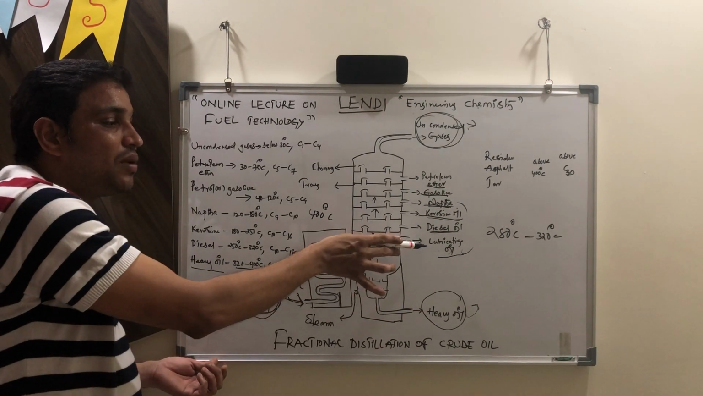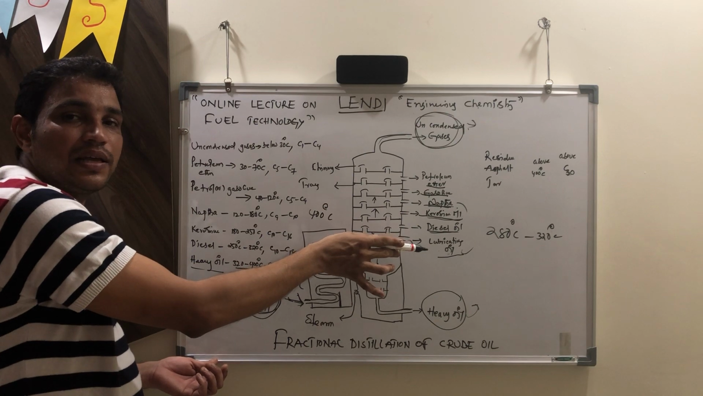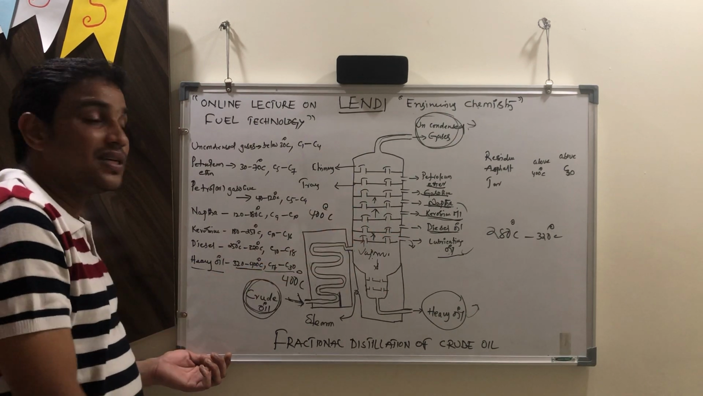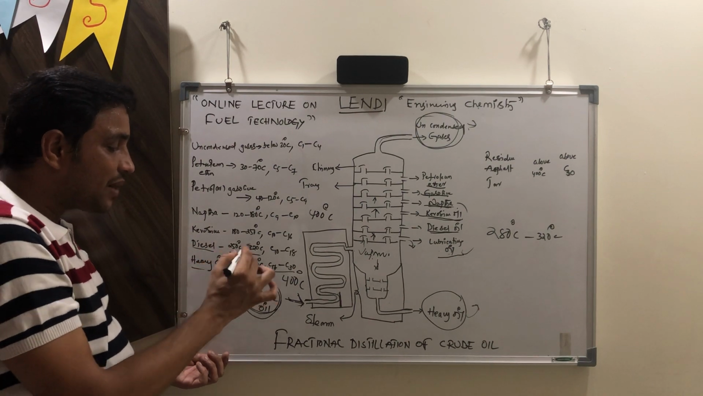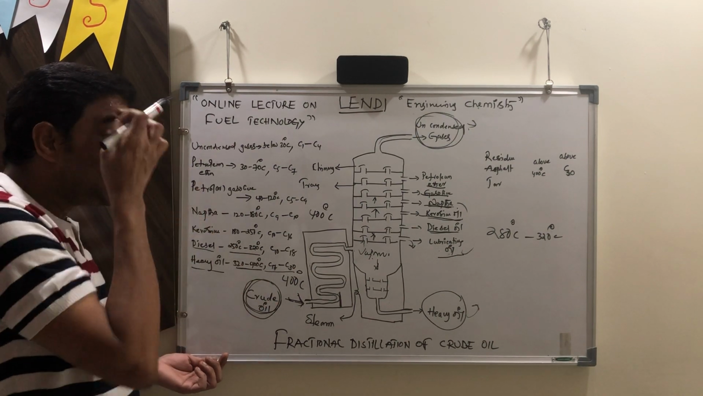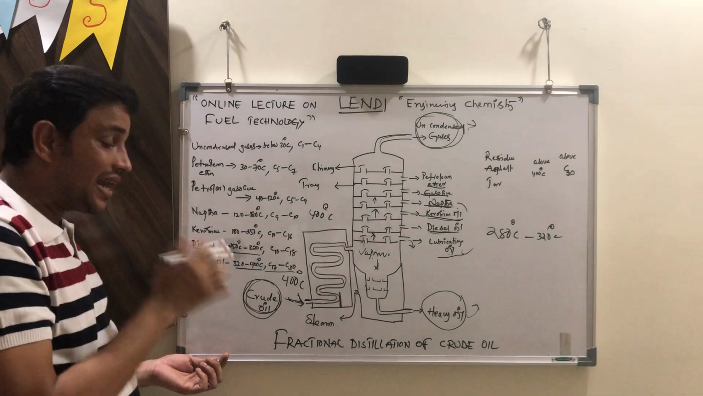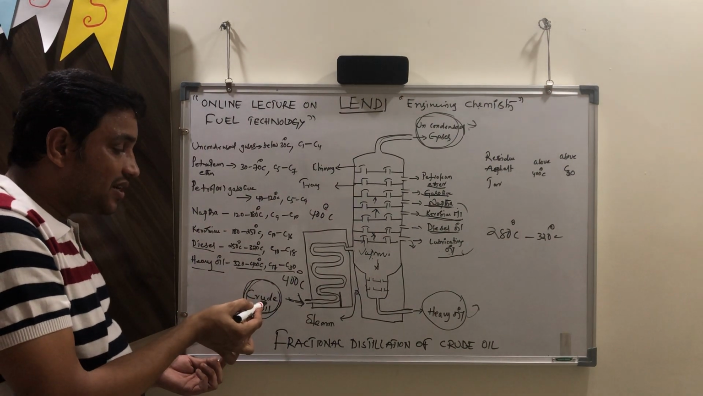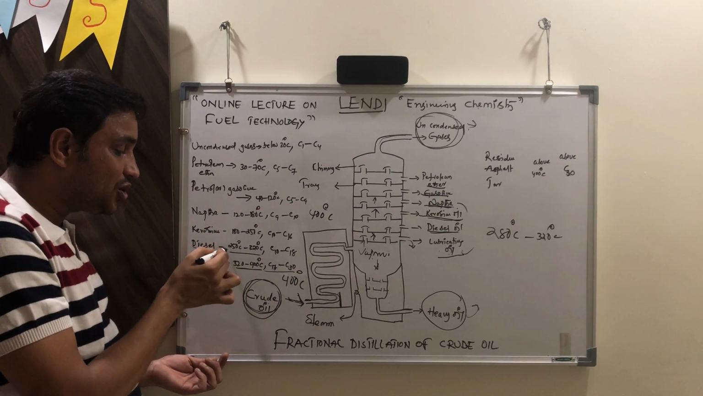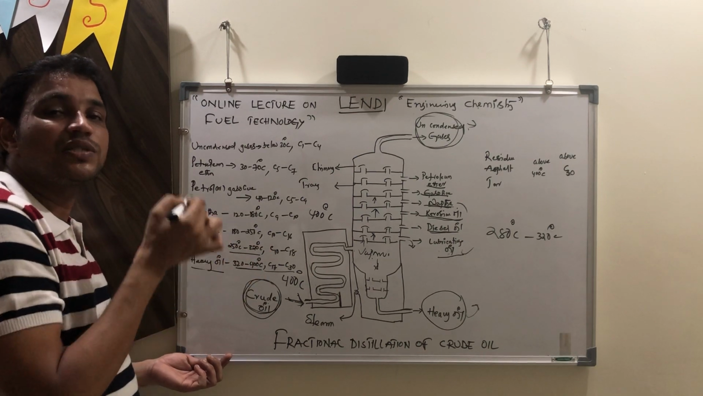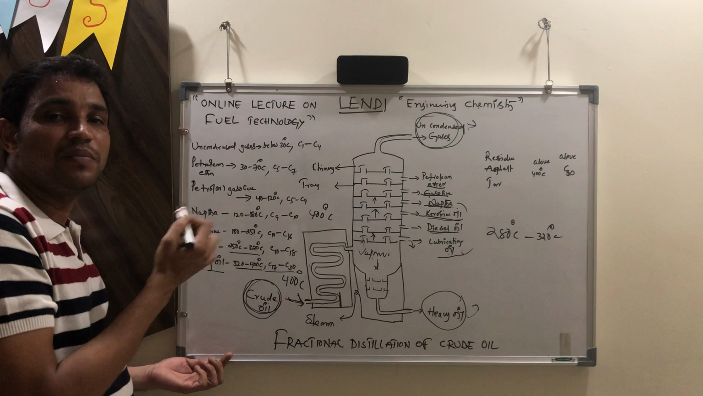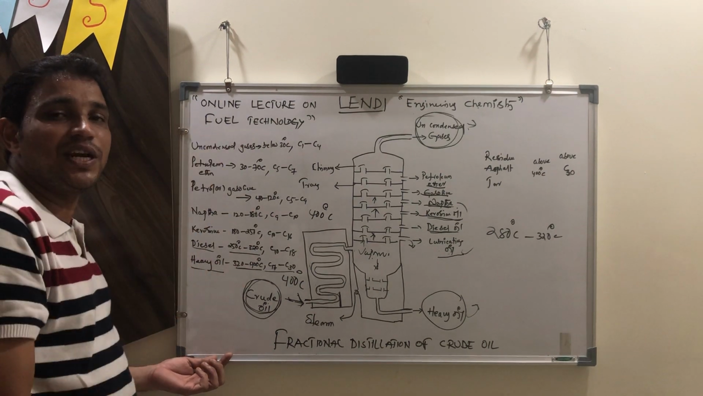After that, lubricating oil becomes liquid. After that, diesel. See here, diesel becomes liquid at 250 to 320 degrees Celsius temperature. What happens here? The temperature reduces from 400 degrees Celsius to 250 to 320. Why? It loses energy in the form of heat. That's why the temperature reduced.